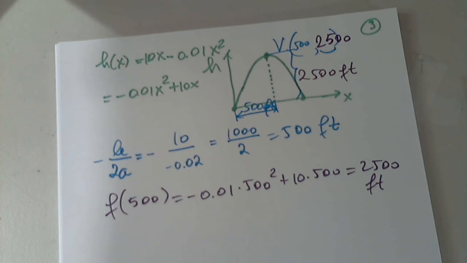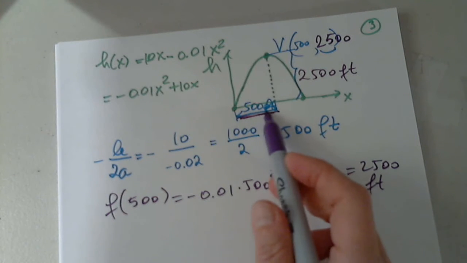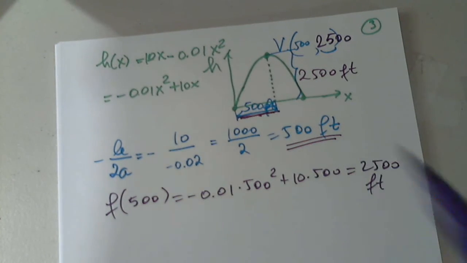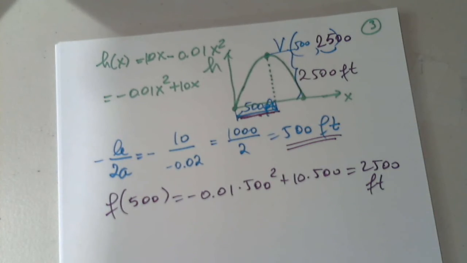How far does the cannonball travel horizontally? I already have to determine that first. This is it. That's it. That was problem 5. And now let's move on to 3.